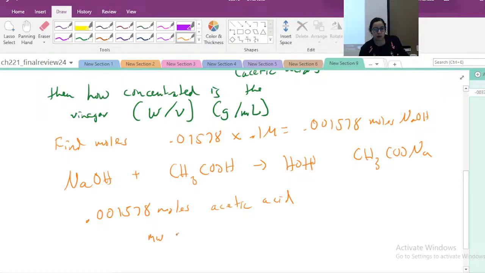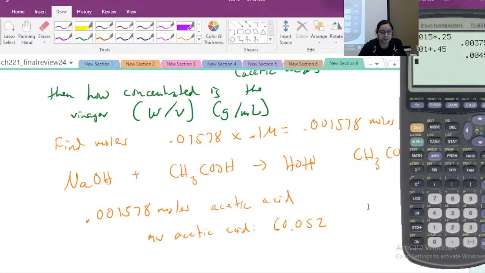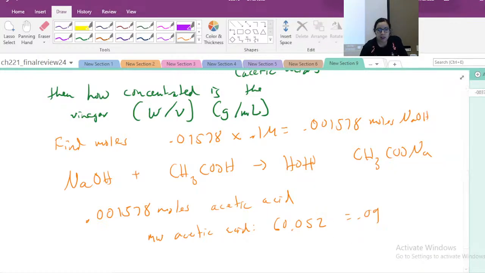So molecular weight of acetic acid, anybody have that? I can check my notes. 60.052. That sounds good. So then just at the end here, now we're out of time, so 0.001578 times 60. So that gives us a mass of 0.09 grams.